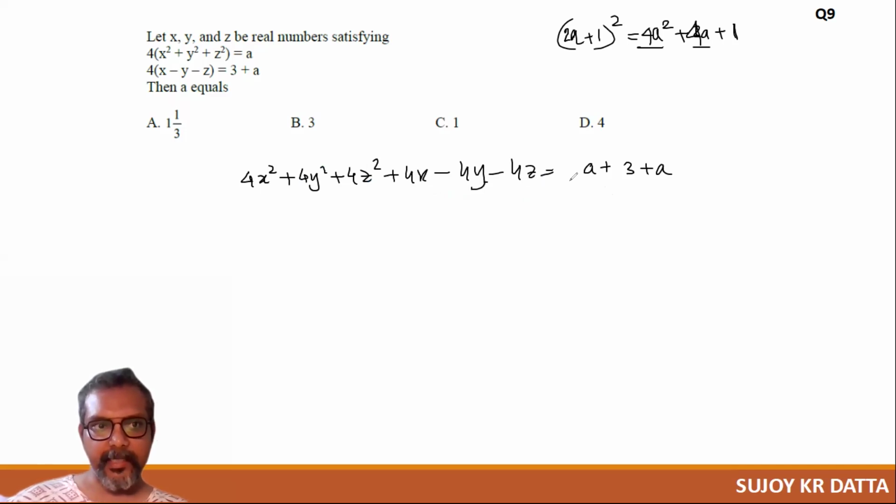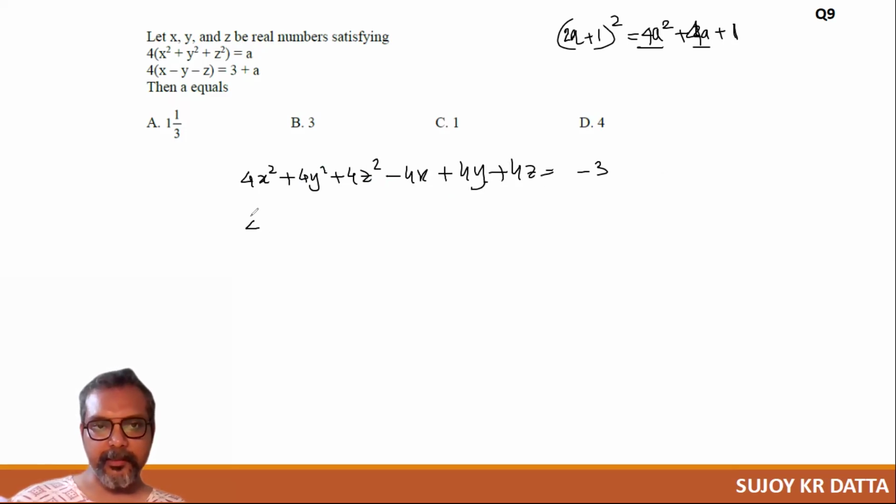So instead of adding, if I had subtracted, I would have got minus 4x plus 4y plus 4z would be minus 3. The a would have cancelled out. Now this one will work.